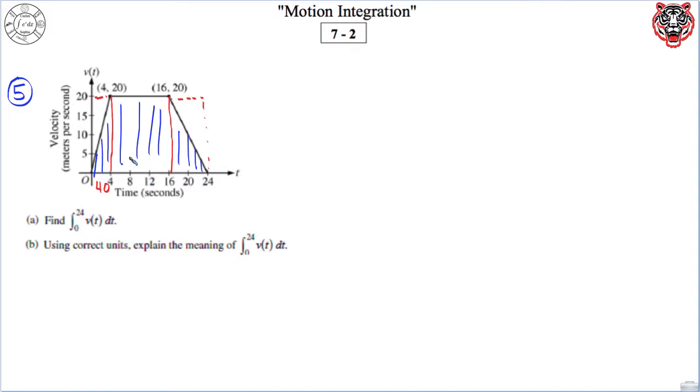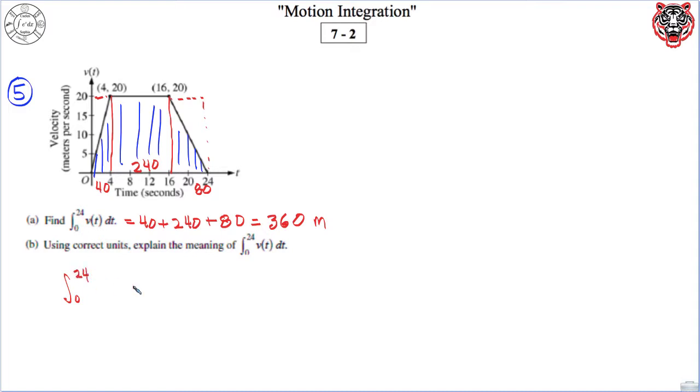12 times 20 is 240. And then 16 to 24 is 8. 8 times 20 is 160. Half of that is going to be 80, so it's 80. And so this is equal to 40 plus 240 plus 80. 40 plus 240 is 280, plus 80 is 360. And don't forget your units, so we went and took the integral, so we're going backwards from velocity, which means we're in just meters. And using correct units to explain this meaning, so this is the same exact thing.